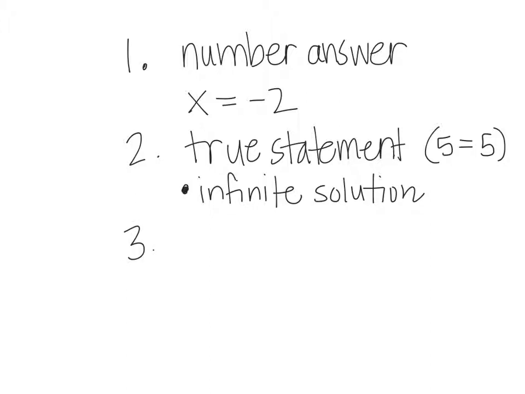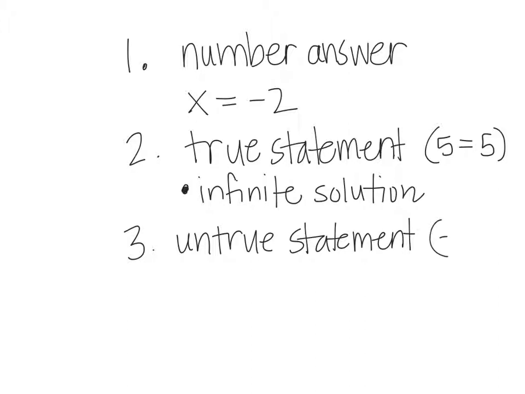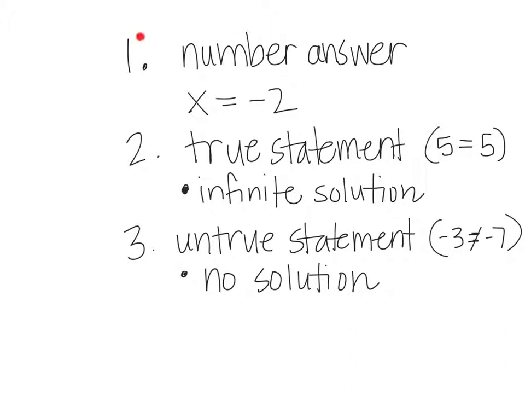The third thing that could happen when you get an answer is that you get an untrue statement. An untrue statement is something like -3 equals -7. That is not true. In fact, we can use the not true equal sign over here. And your final answer for that is no solution. Go ahead and try the 6 problems from your homework and see if you find a combination of number answers, true statements, and untrue statements.